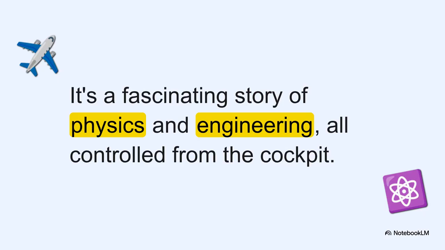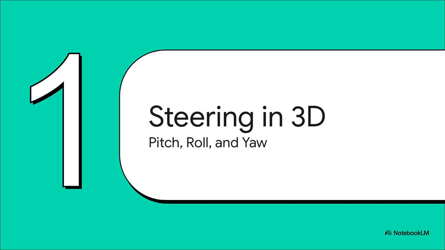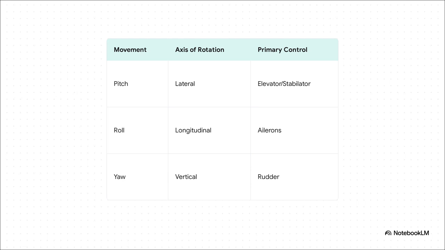We're going to explore the incredible systems that give pilots precise control over this massive machine that's moving through three-dimensional space, all by using a few key surfaces on the wings and the tail. See, flying isn't like driving a car where you just turn the wheel left or right. Up in the air, you're moving in 3 dimensions. So a pilot has to control the plane across 3 different axes of rotation. And this table just lays it all out so perfectly.